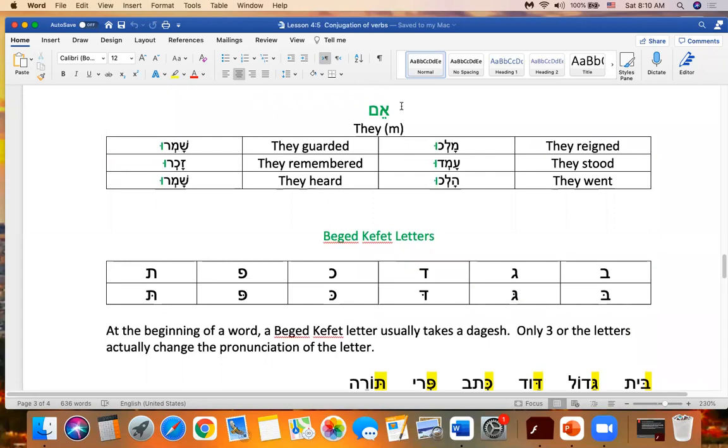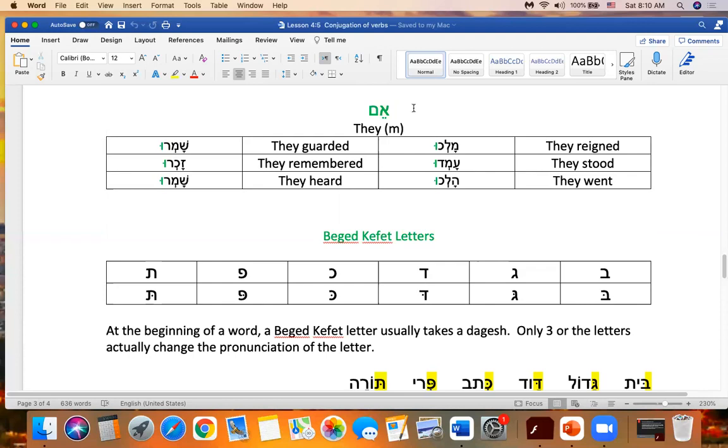Now, they. I didn't really put in the you masculine and singular plural yet, but I think on the next paper I did include that, because they're not really using that much yet. So I wanted us to get used to these verbs before we decided to go on and do all of the conjugations.